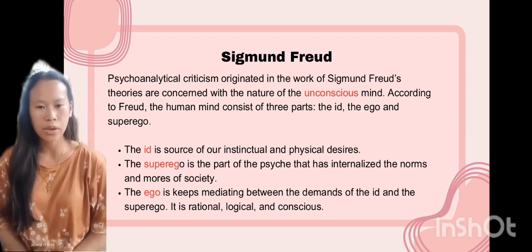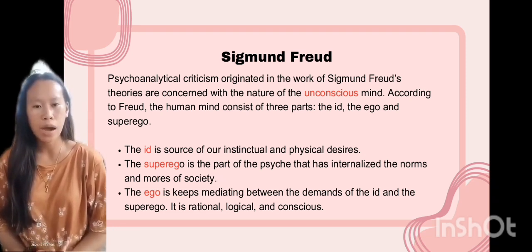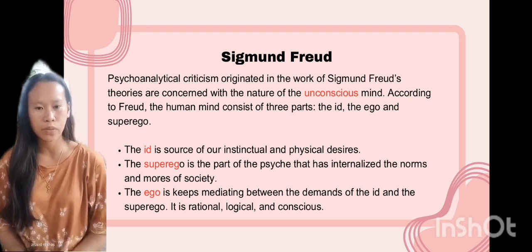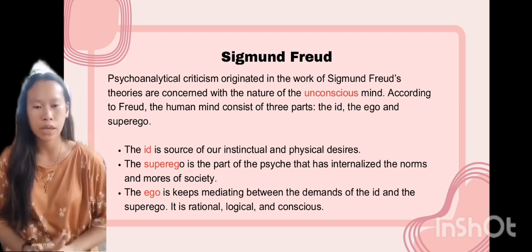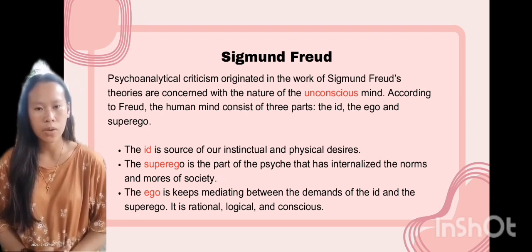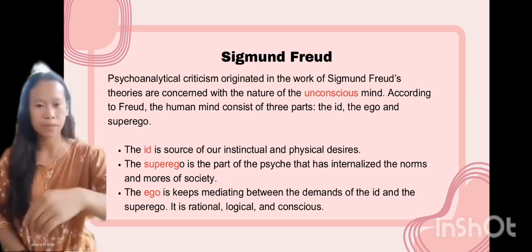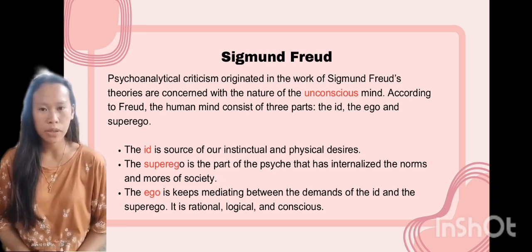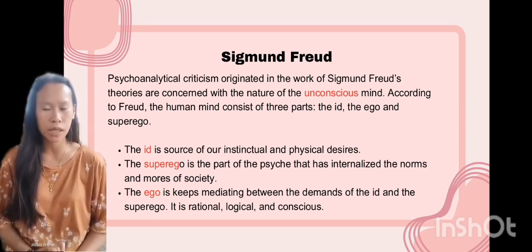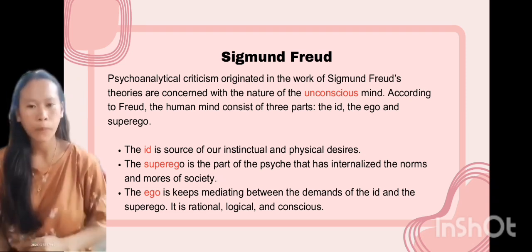Second is the ego. The ego acts as the rational part of the personality, negotiating between its desires and the superego's moral constraints. In literary criticism, the ego is seen as the mediator that helps characters navigate their internal conflicts and interactions with the external world.